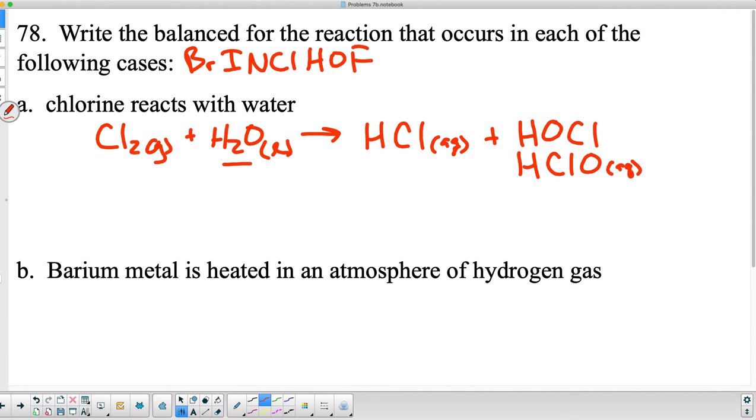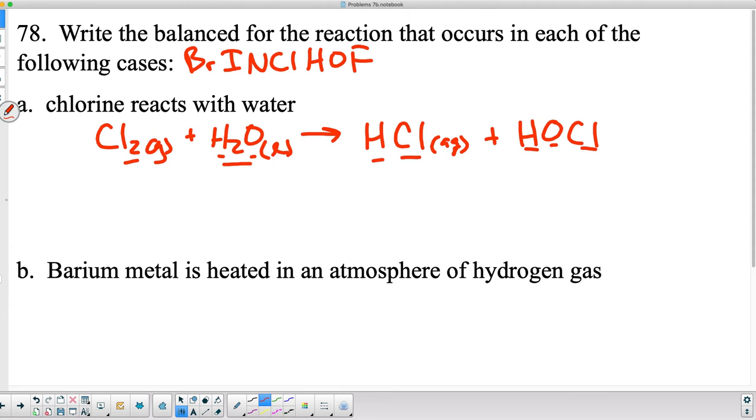So let's take a look to see if we need to balance the equation. I have two Cl's on this side because of Brinkelhoff. I have one here and one here, so no, that's not a problem. Now I have two hydrogens on the left-hand side. I have one here and one here. So that's okay. I have one oxygen on the left-hand side and I have one on the right-hand side. So that just works out perfectly.